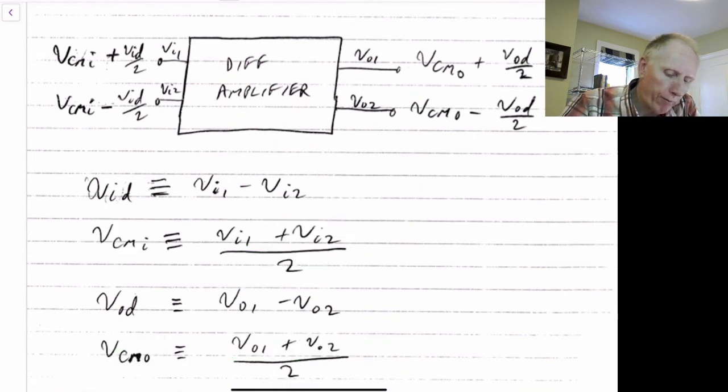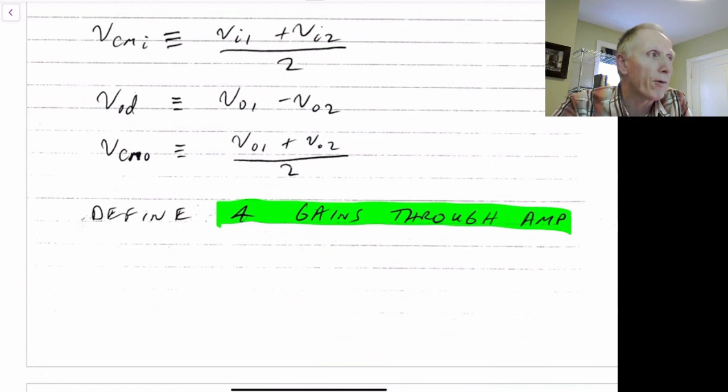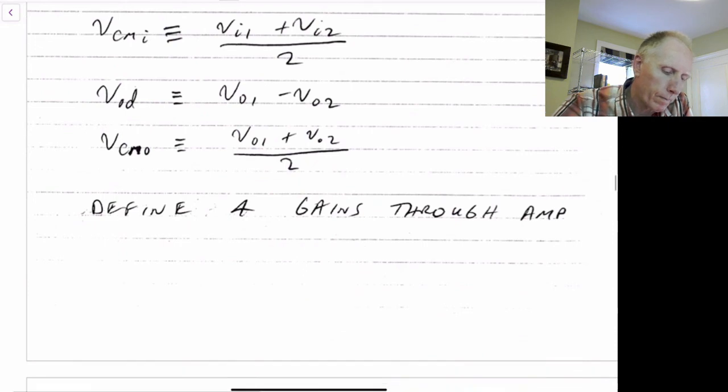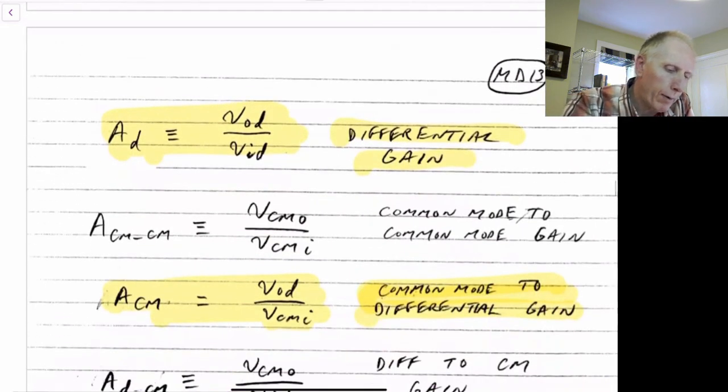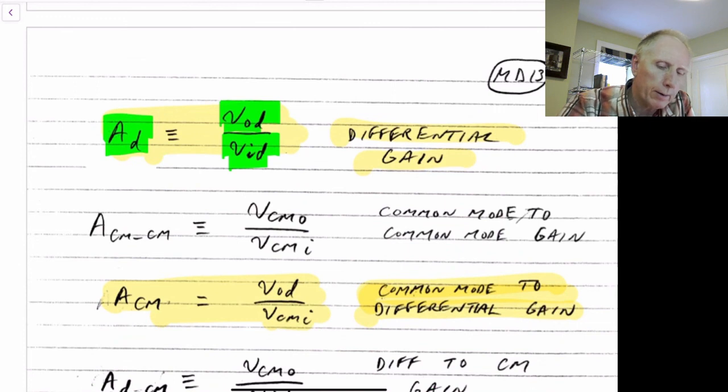So now we actually have four signals here: the input differential signal, the input common mode signal, the output differential signal, and the output common mode signal. So we can actually define four gains through this amplifier. We have the differential gain, which will be from the input differential to the output differential. That's always one that we care about.